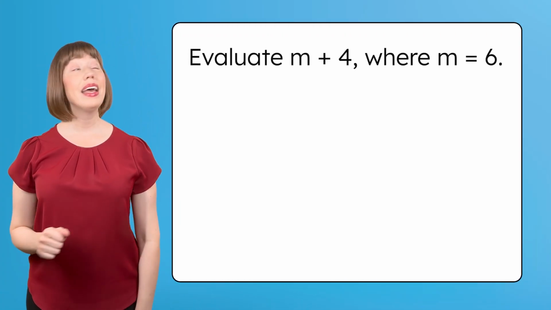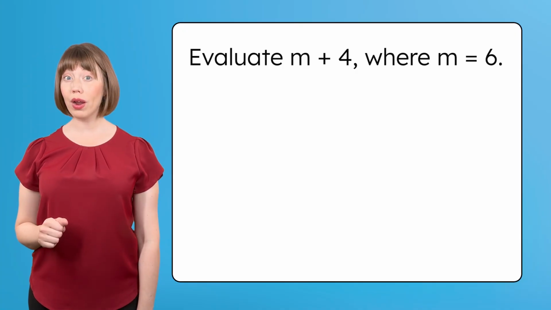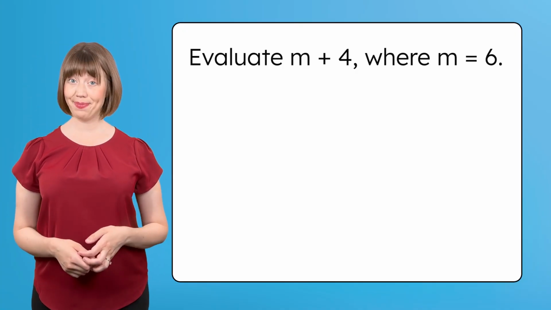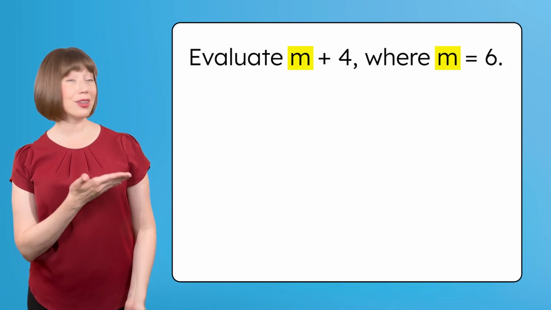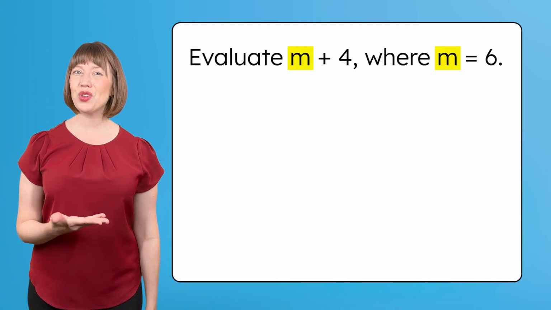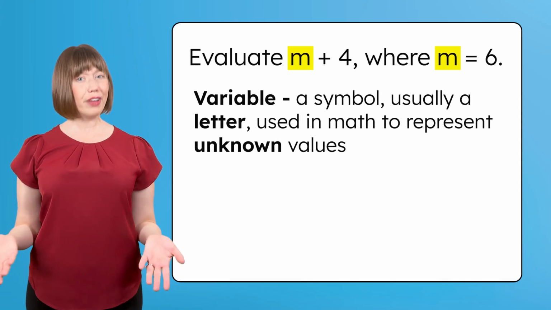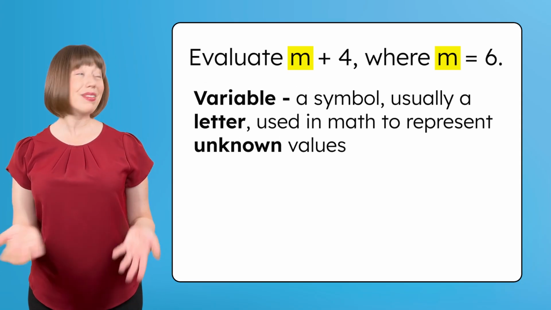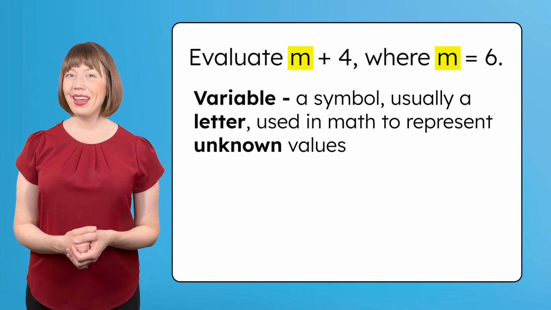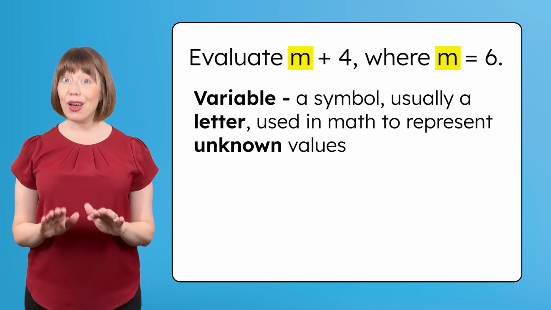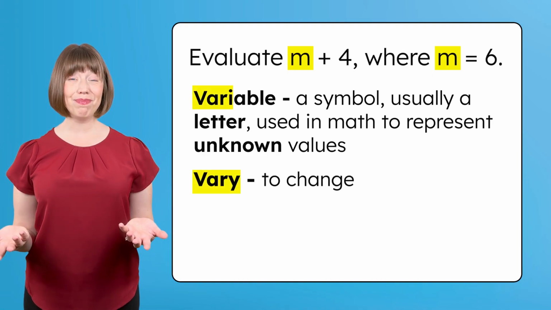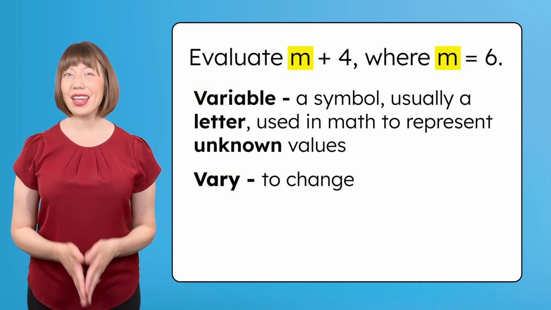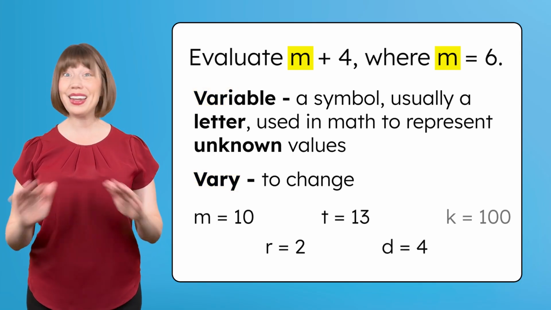We're going to begin today by trying out this example. Evaluate m plus 4, where m equals 6. Before we try to evaluate the expression, we should investigate the letter in the problem. This letter is known as a variable. A variable is a symbol, usually a letter, like the letter m in our expression, and they're used in math to represent an unknown value. The root of the word variable is vary, meaning to change. This tells us that a variable's value can change to be any number.